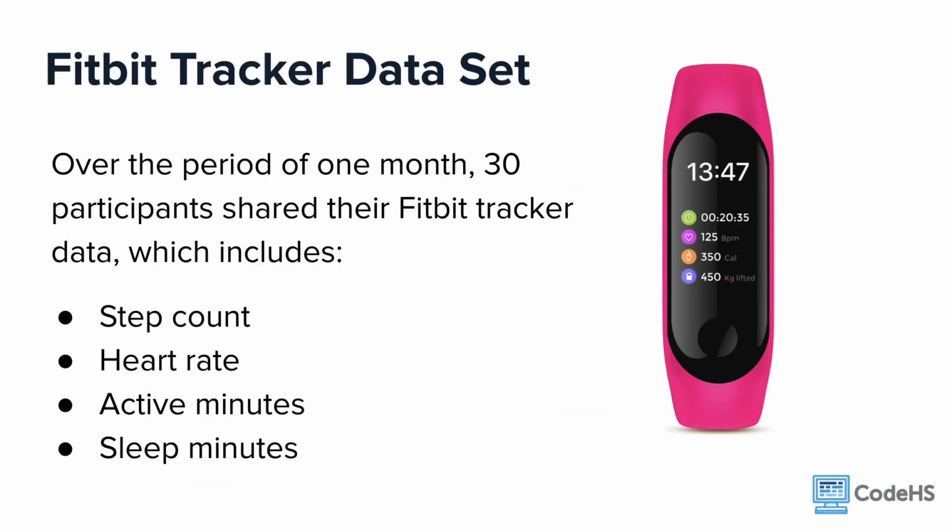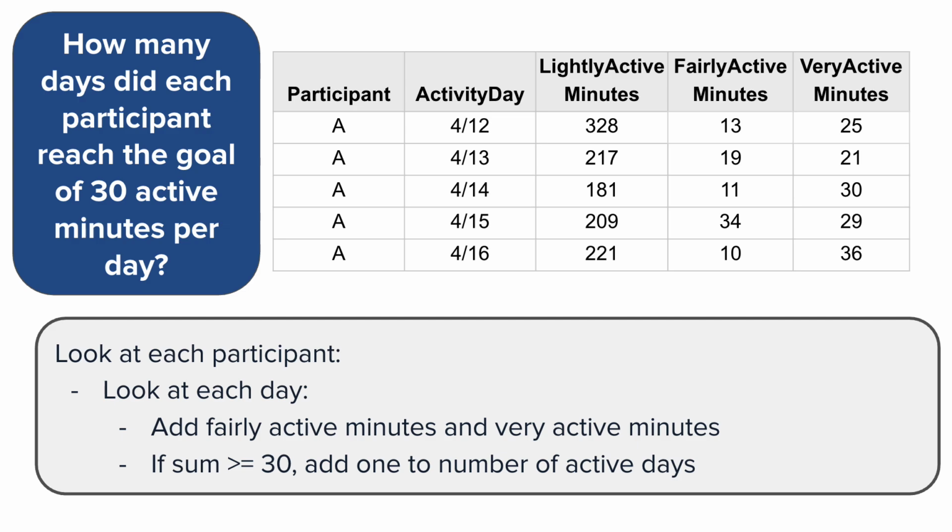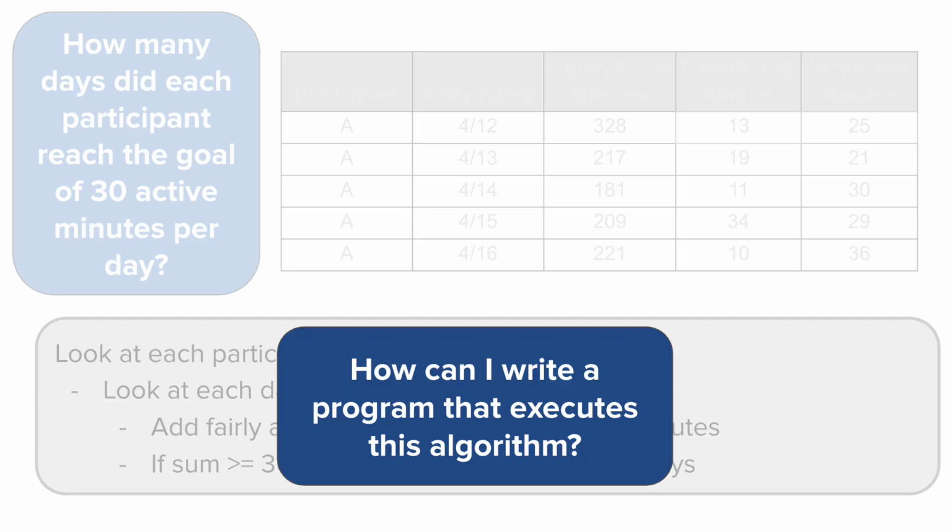In this lesson, you'll continue to work with the Fitbit dataset that you analyzed earlier in this module. In your analysis, you developed an algorithm to analyze the Fitbit dataset to answer the question, how many days did each participant reach or exceed the goal of 30 active minutes per day? While writing this algorithm, you may have already been wondering, how can I write a program that executes this algorithm?